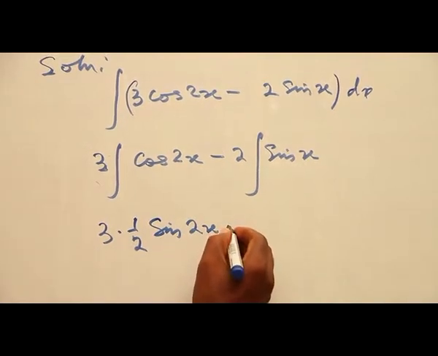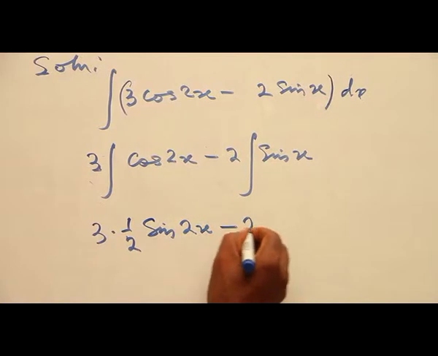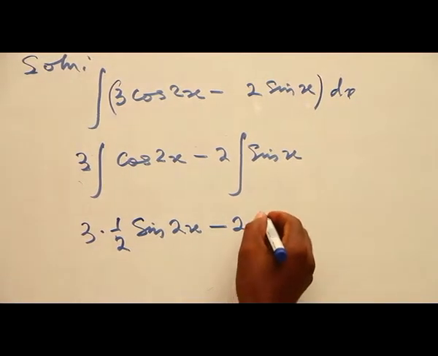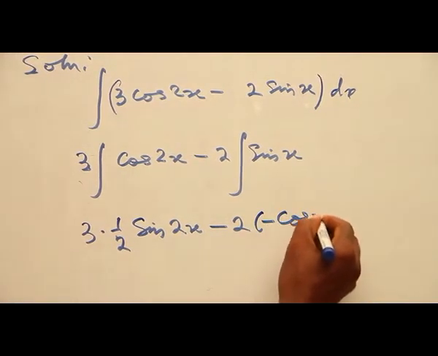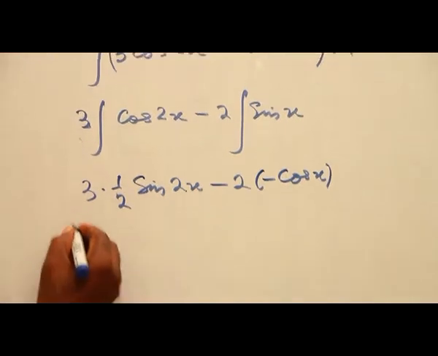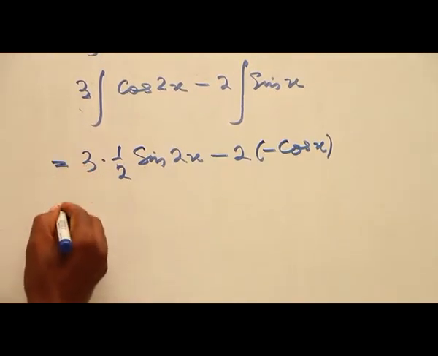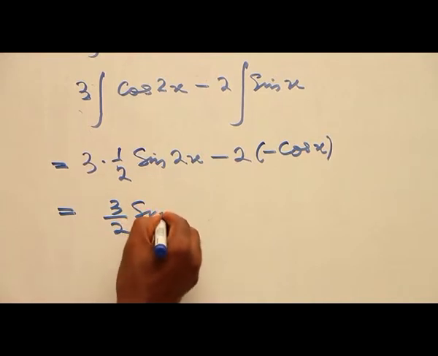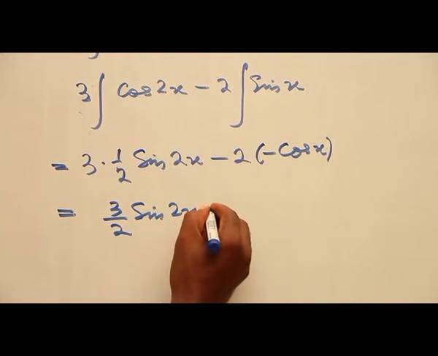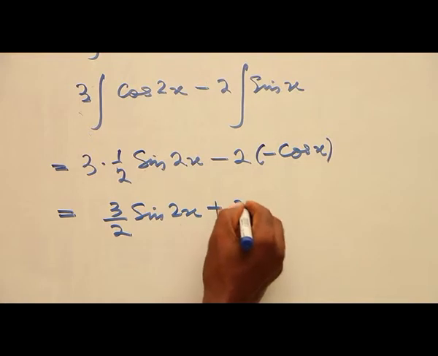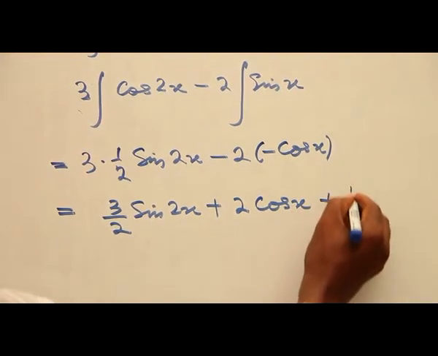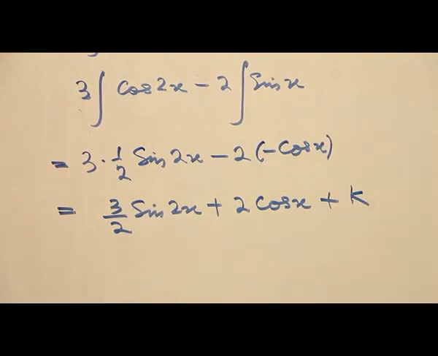And then here we have minus 2. Then what do you differentiate to get sin s? You have minus cos s. And then when you simplify this to give you 3 all over 2 sin 2s. Minus times minus is plus, and this is 2 cos s plus the constant of integration.